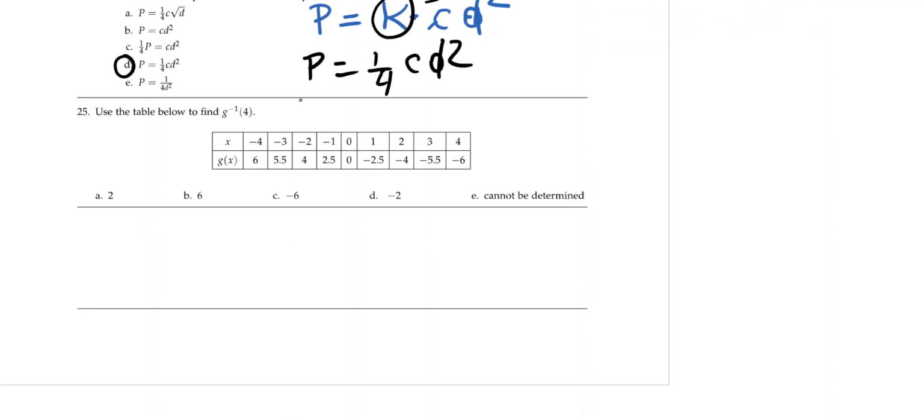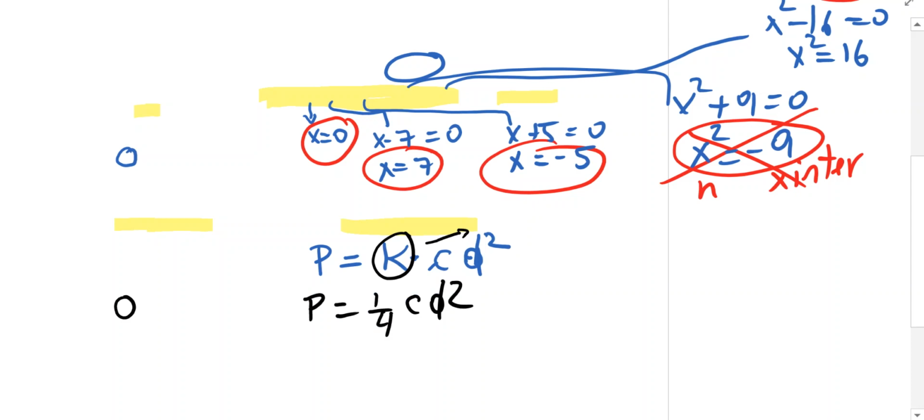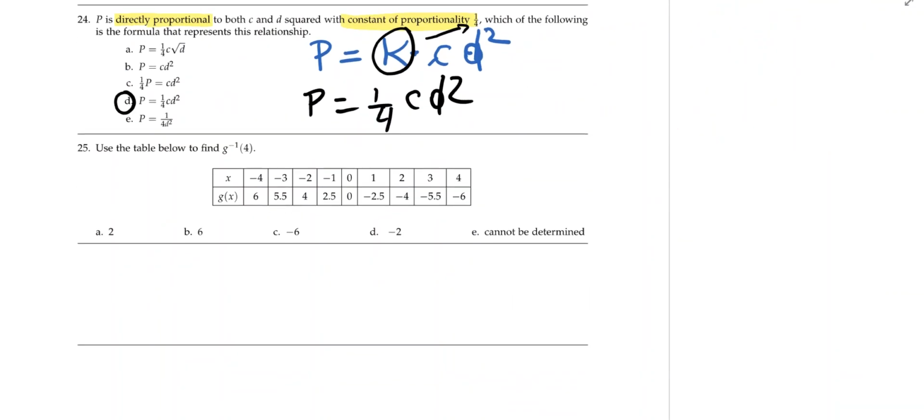G inverse of 4. Basically, I'm looking at G of what equals 4? Well, notice that G of negative 2 equals 4. So you're looking in here and you see that at negative 2, the function G is 4. So therefore, G inverse of 4 equals negative 2.